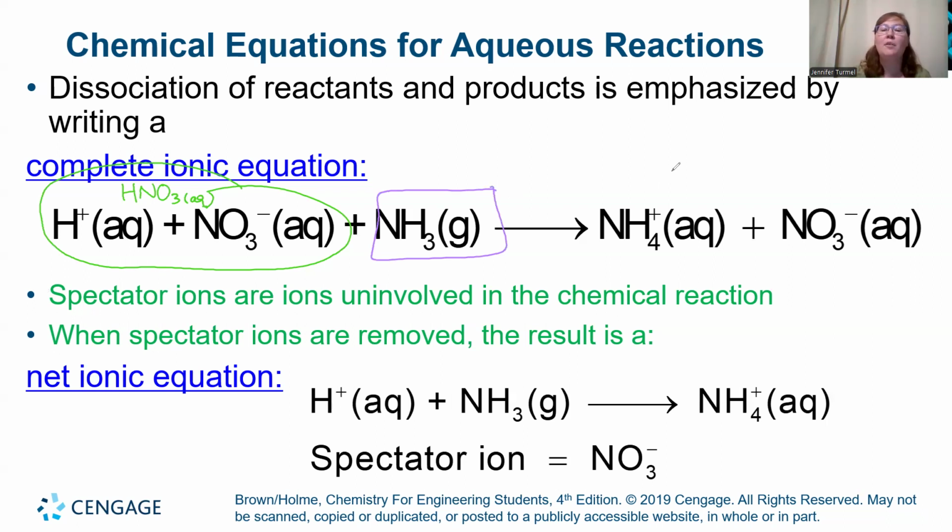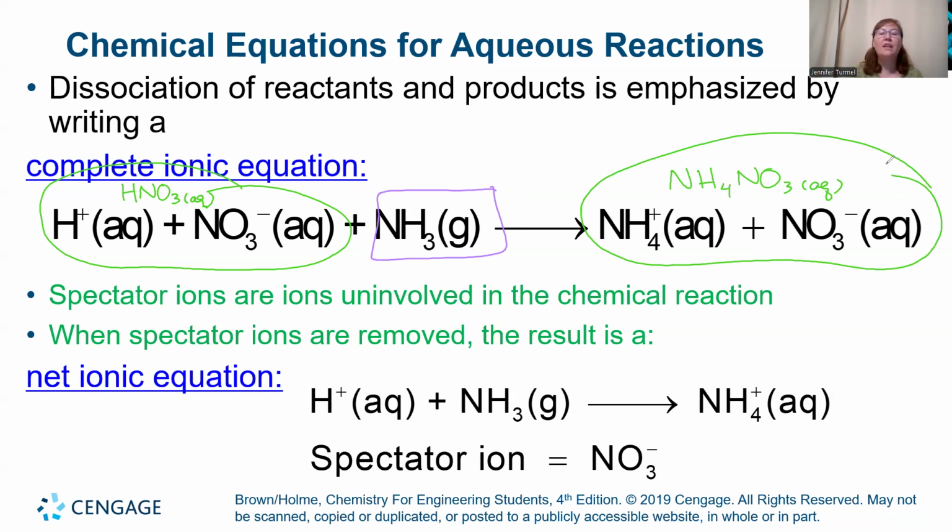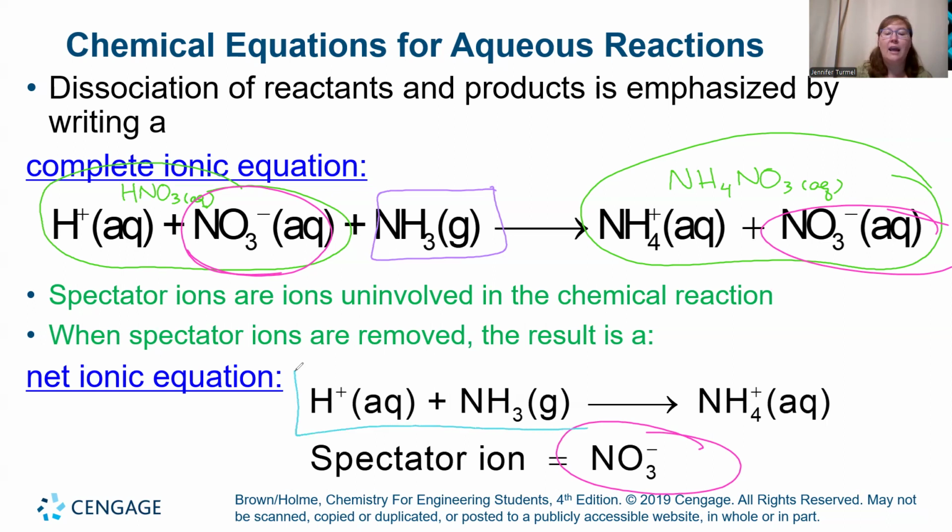And then over here, remember that in the previous molecular equation, we had NH4NO3 aqueous. Because it's aqueous, we've broken this one up as well. Now, notice in this complete ionic equation that you have this nitrate and it doesn't change. It's an ion on both sides, so it's called a spectator ion. The net ionic equation is only looking at the things that are reacting. So this is an equation that shows H plus and ammonia forming the ammonium ion.